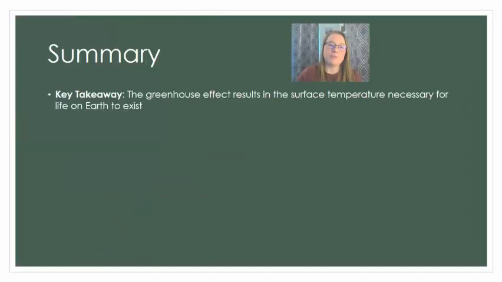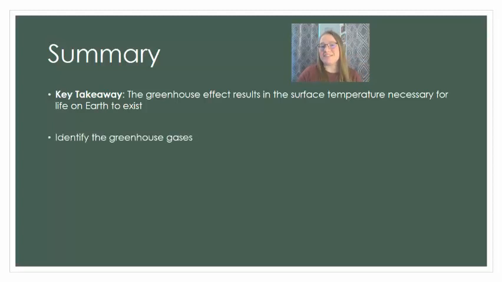Now, in summary, your key takeaway is that the greenhouse effect results in the surface temperature necessary to keep life on Earth. So we need that greenhouse effect so that at nighttime when the sun's not shining, we don't lose all of the heat on the surface. We're able to keep a relatively constant temperature.